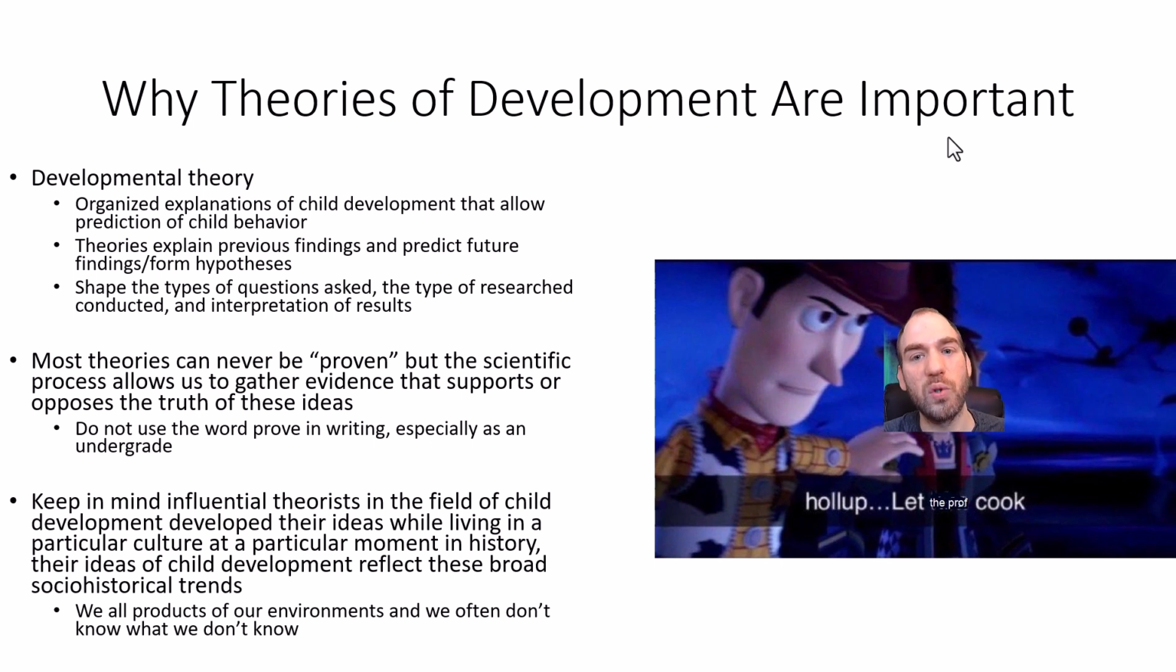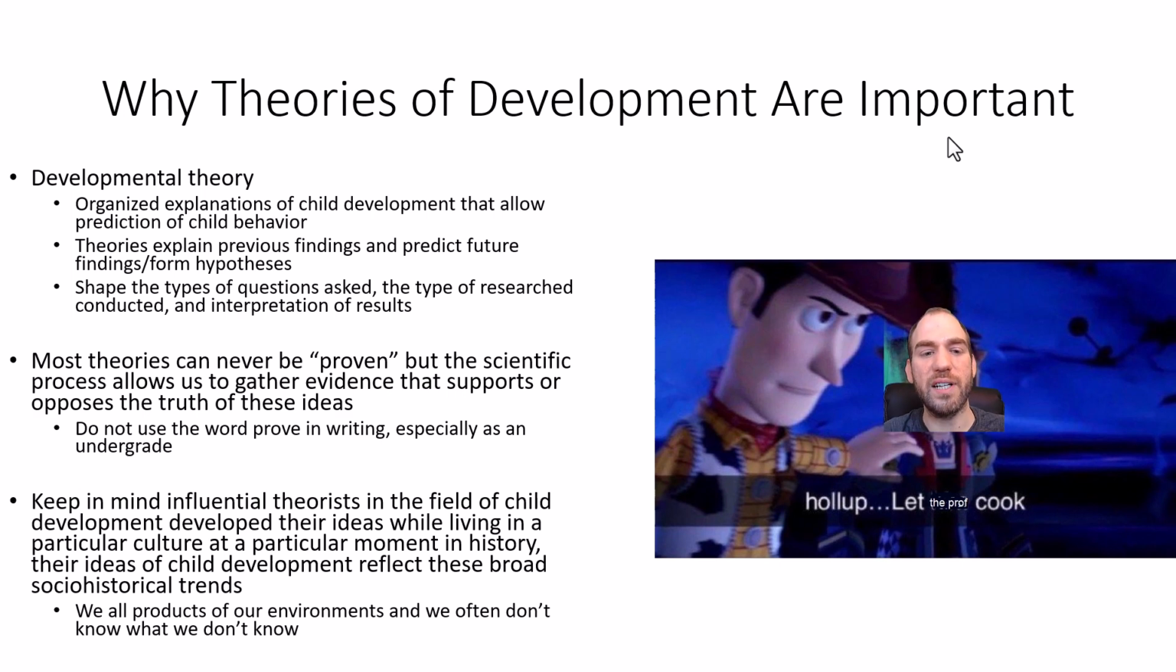Theories allow you to explain a collection of findings. So imagine thousands, tens of thousands of results. A theory should be able to explain those results, given the framework of the theory. And not only that, but predict future findings for research that hasn't been conducted yet, and it allows you to form new hypotheses based on the theory. So all those components are necessary for something to be called a theory.